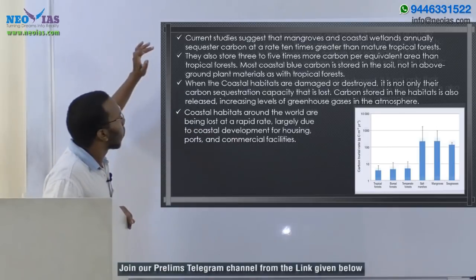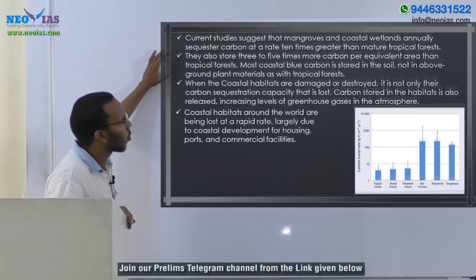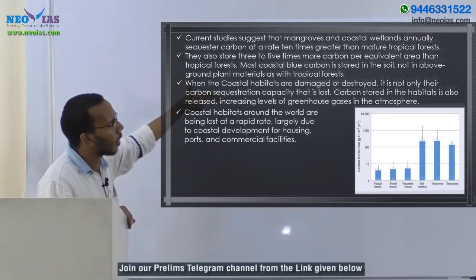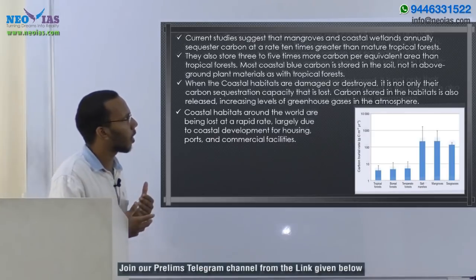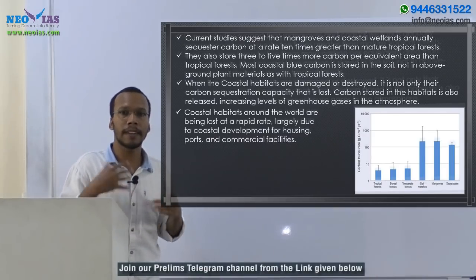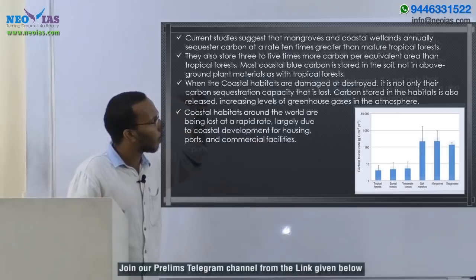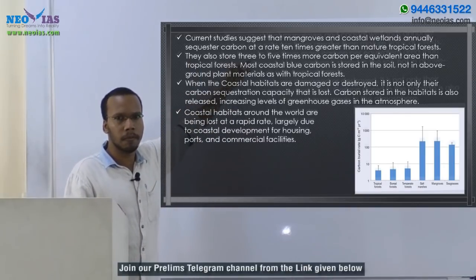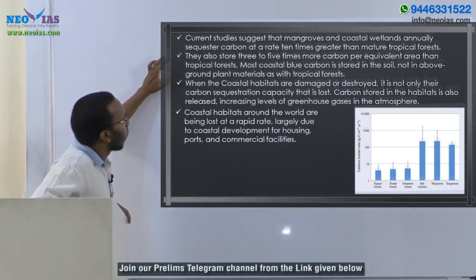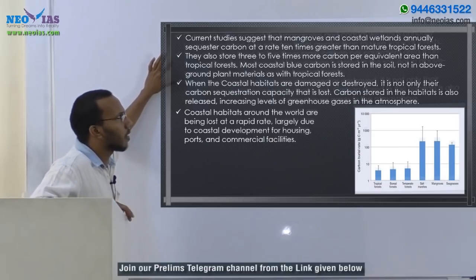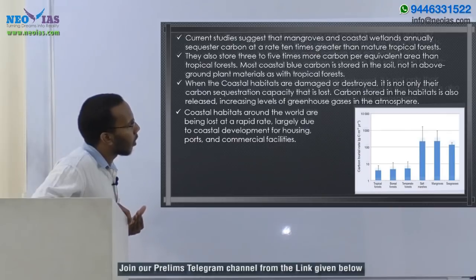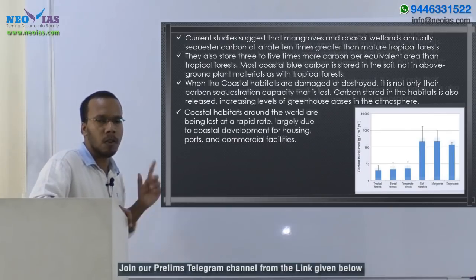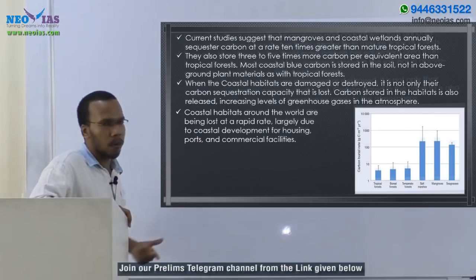Current studies suggest that mangroves and coastal wetlands annually sequester carbon at a rate 10 times greater than a mature tropical forest. That's an important point. Then coastal wetlands and mangroves also store 3 to 5 times more carbon per equivalent area than tropical forest. So they are also storing more than tropical forest.